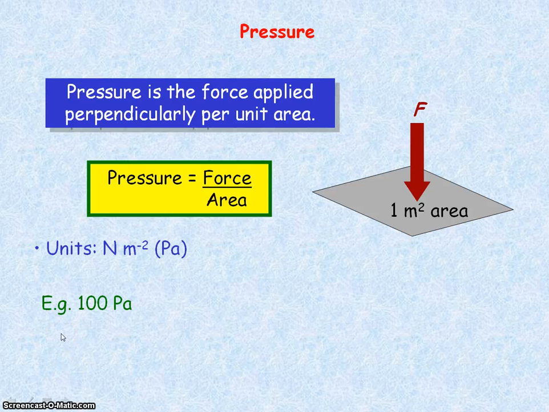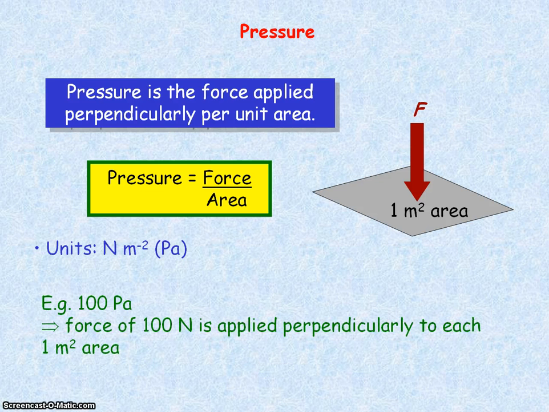So if you have a pressure of 100 pascals, that represents 100 newtons per metre squared. So you have a force of 100 newtons applied perpendicularly to each metre squared area.